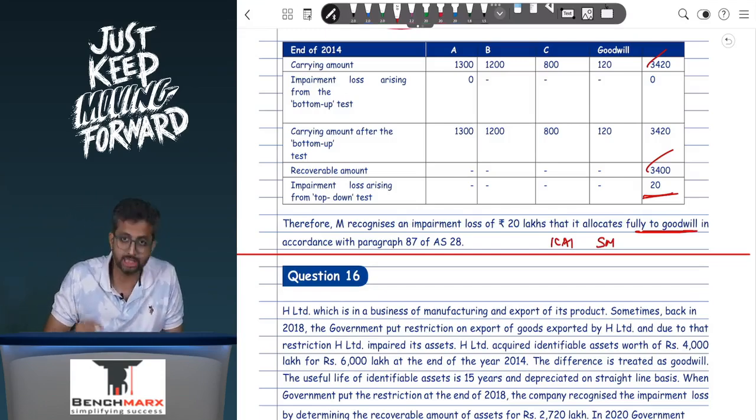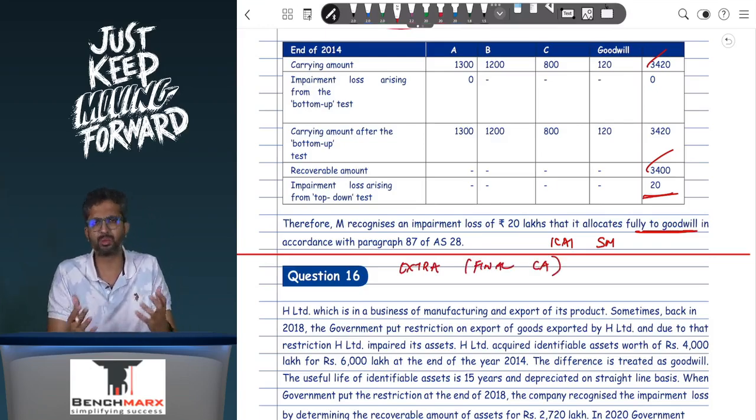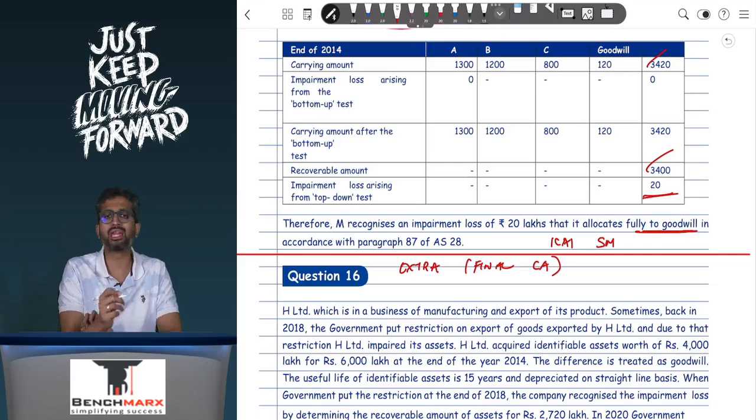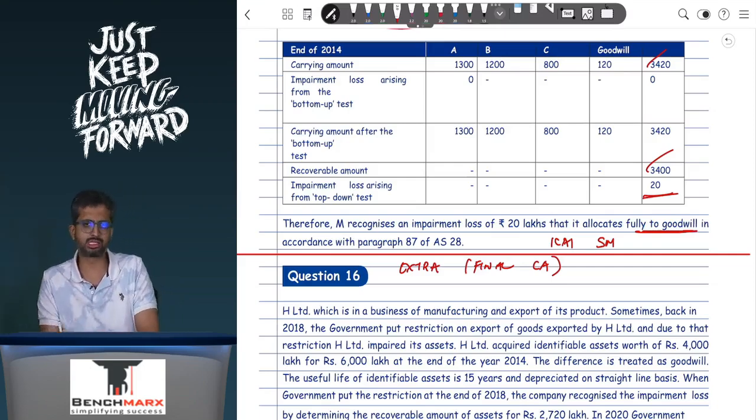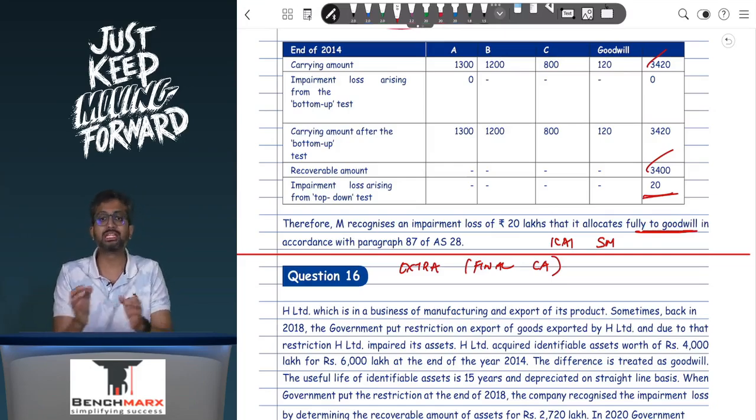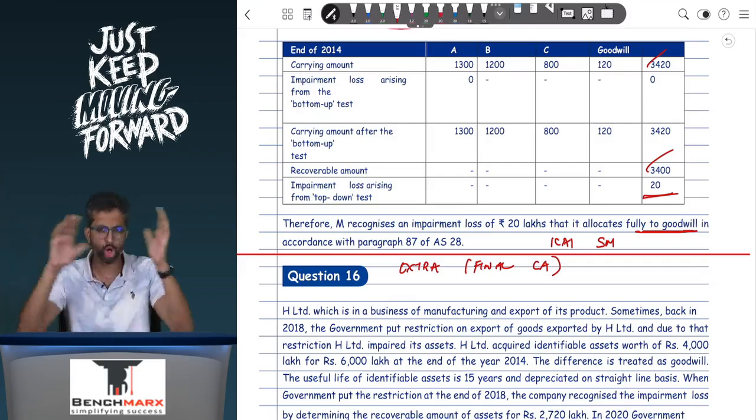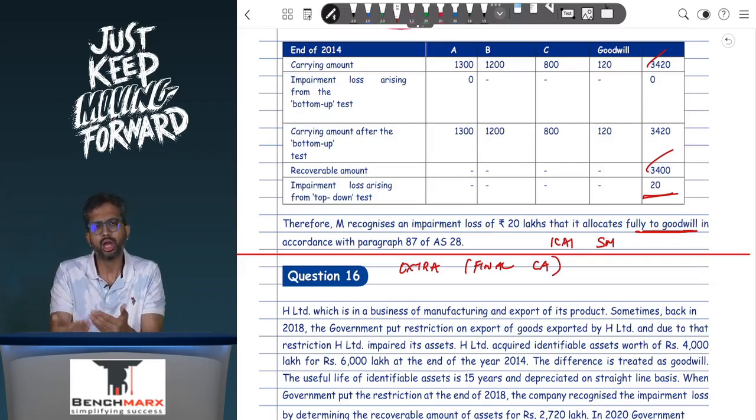Now 16 to 19, I would say, are extra questions that we have borrowed from final CA for certain concepts which were not as extensively and properly done in the example side or the numerical side of your CA Inter. Institute has given you theory for these, but they have not given you sums. So in case sums come, you should be aware. So 16, 17, 18, 19, if you can crack it, well and good. Otherwise, just have a broad understanding and proceed.